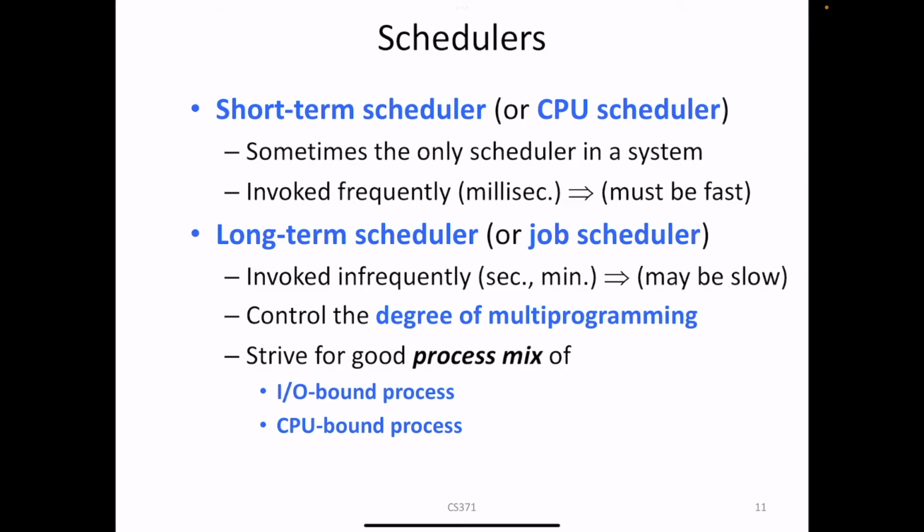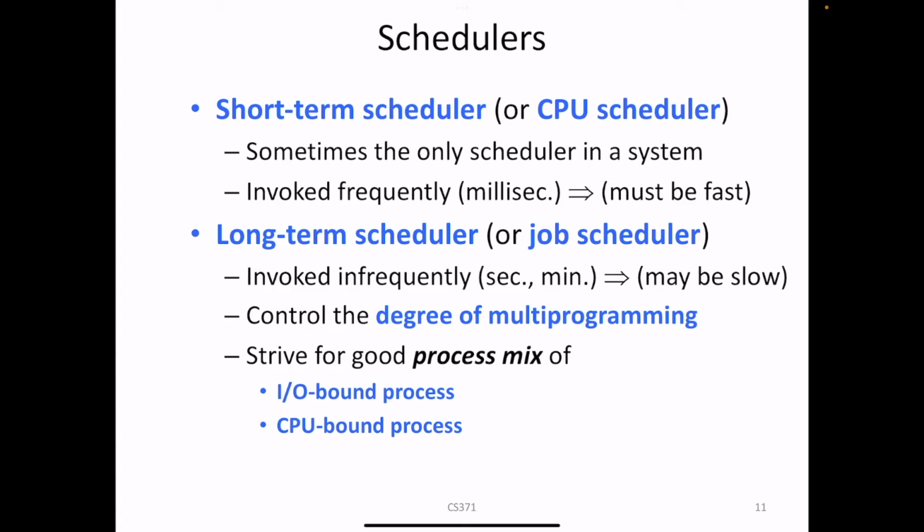On the other hand, we have another type of scheduler, which is called the long-term scheduler. We also call it the job scheduler. If you still remember, we talked about the job queue: all the submitted processes which are not yet admitted to be executed will be put on the job queue first. And then the job scheduler will decide which job can be put onto the ready queue and later get executed on the CPU.